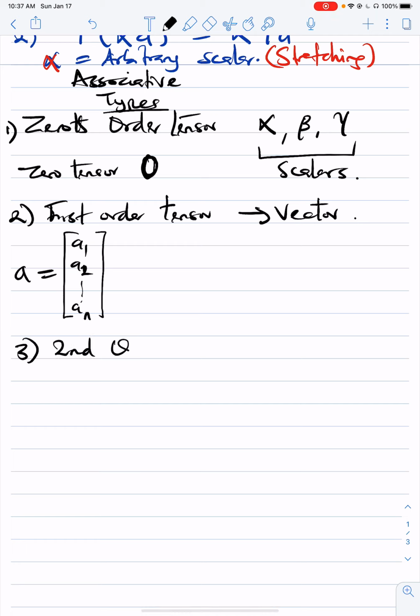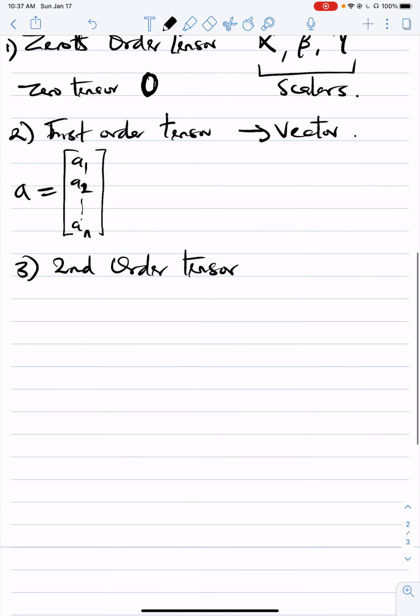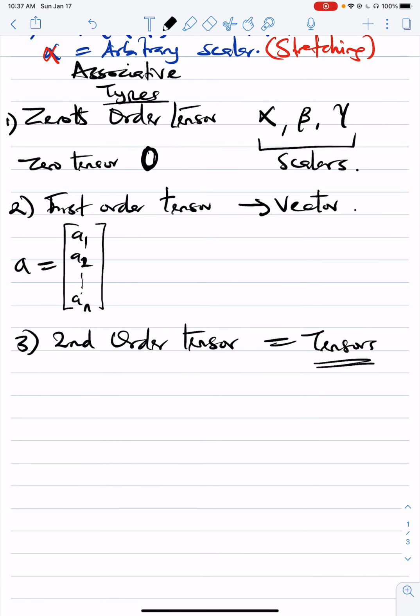Second order tensor. Now, these second order tensors are usually what we call tensors itself, right? Most often when we refer to tensors, we're referring to second order tensors. Zeroth order tensors are called scalars. So more often you hear people mention scalars, vectors, and tensors, as opposed to zeroth order tensors, first order tensors, second order tensors. So basically, that's what that is.